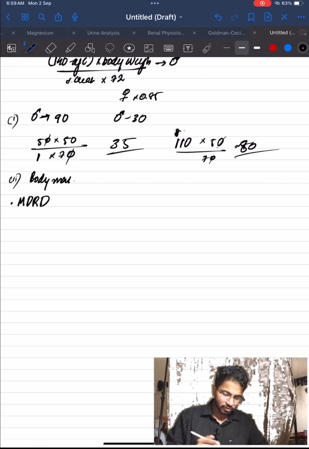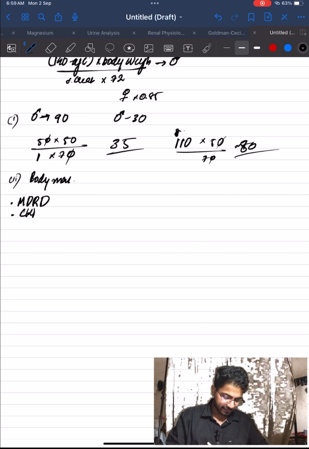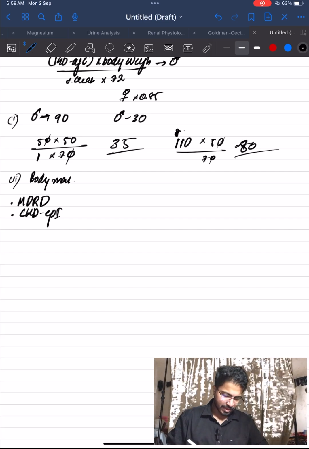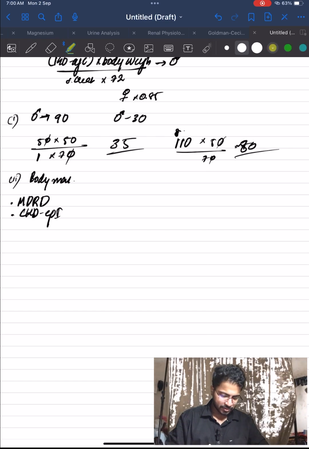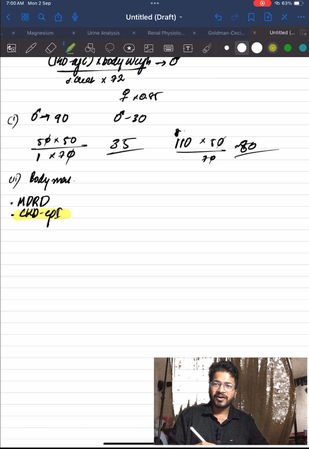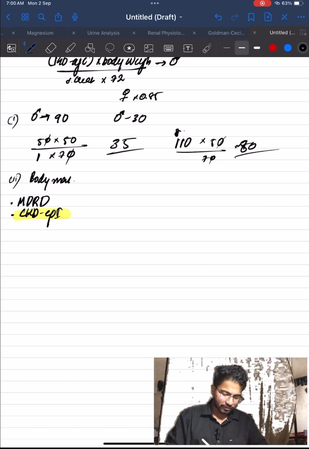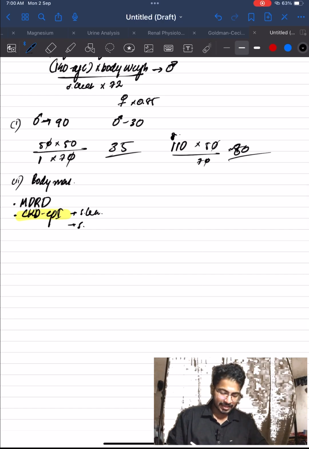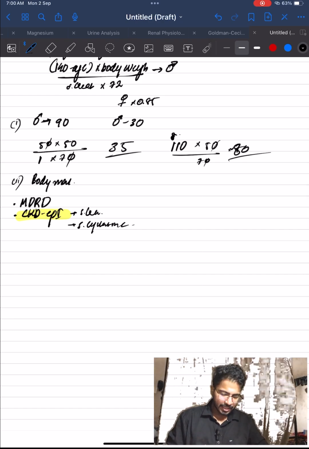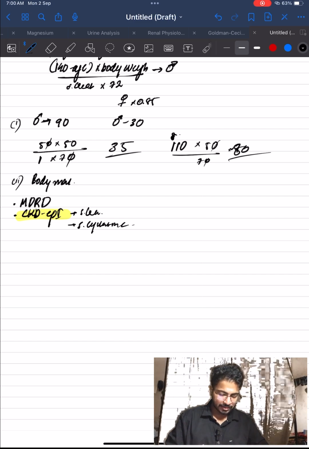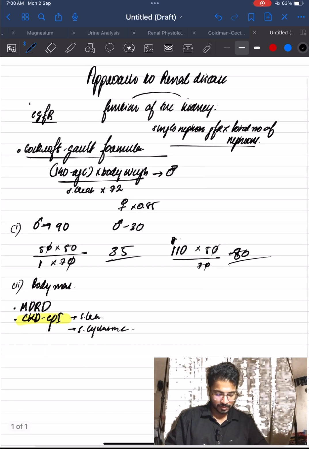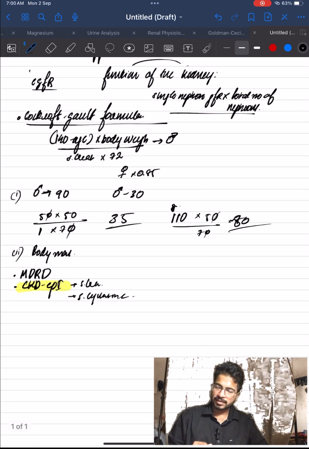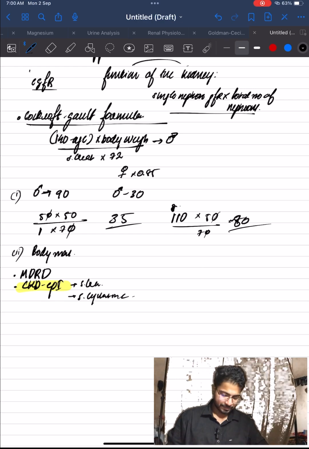Now we'll go to the more precise GFR calculation by MDRD and CKD-EPI. We use online calculators for these formulas, out of which the most important one is CKD-EPI, because it's the more precise one. It will take into account serum creatinine and serum cystatin C. So it's a more reliable formula than the Cockcroft-Gault formula.